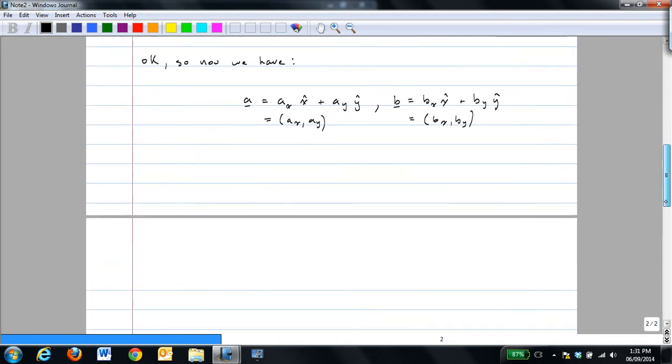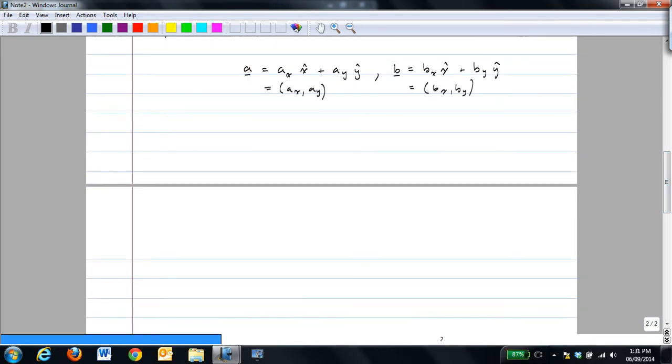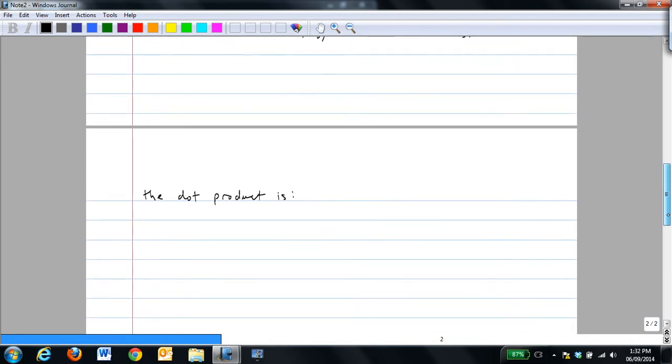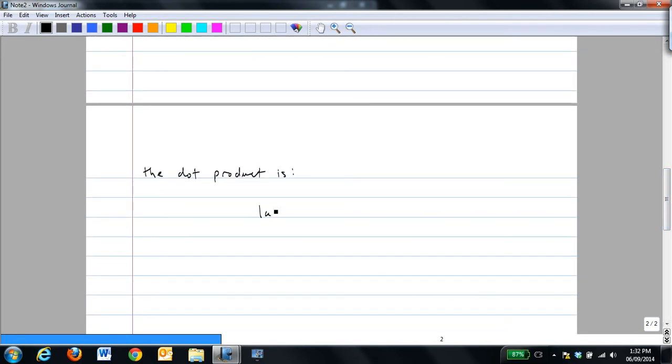Okay, so I'll form a new page here. If we wanted to find the dot product between these two vectors, you just use this formula here. We have the magnitude of A times the magnitude of B times cosine theta equals A dot B. This dot, when you're dealing with vectors, is different from multiplying.